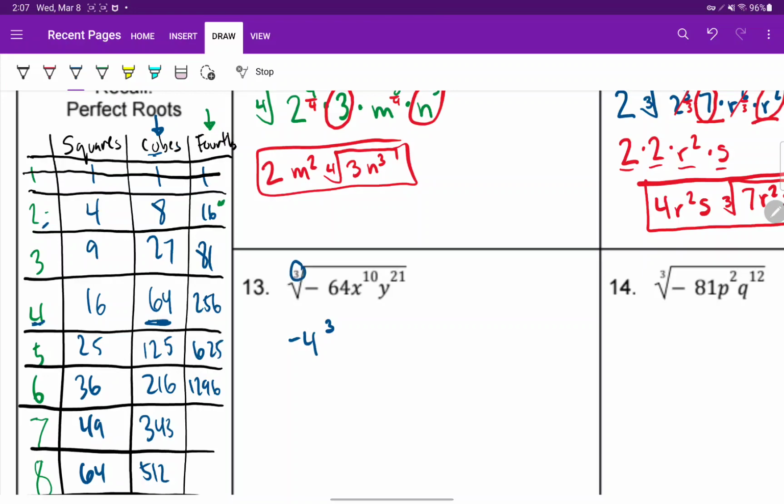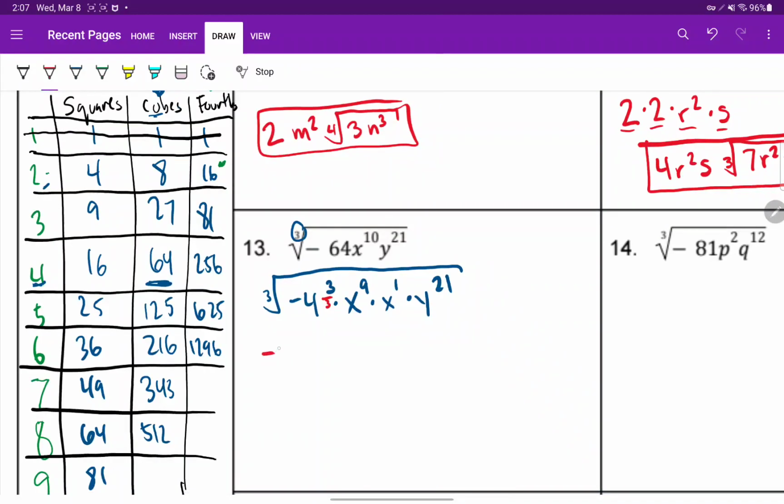Now, I'm looking for multiples of 3. So the largest multiple of 3 that fits into x to the 10th would be x to the 9th, leaving me with 1 x over, times, now 21 is already a multiple of 3. So again, we're going to divide by our 3 now. So 3 divided by 3 is 1, so I have a negative 4 coming out. 9 divided by 3 is 3, so that's x cubed. This one cannot be simplified because that's a 1/3, and then 21 divided by 3 is 7. So left over, the only thing left over was that x, so that's the cube root of x.